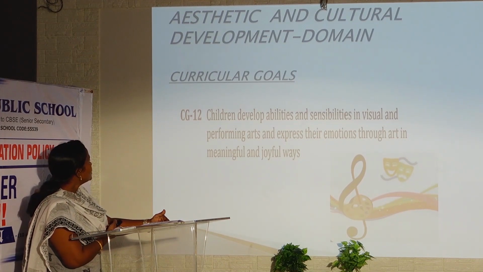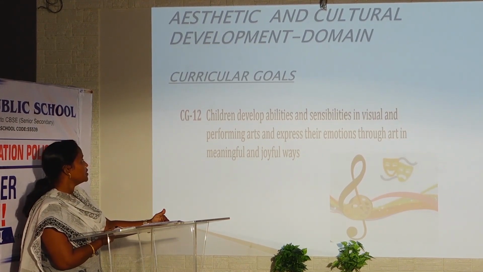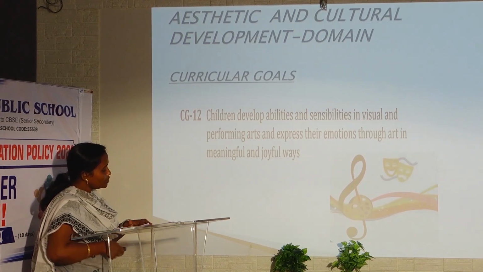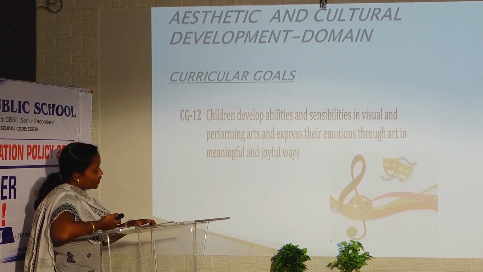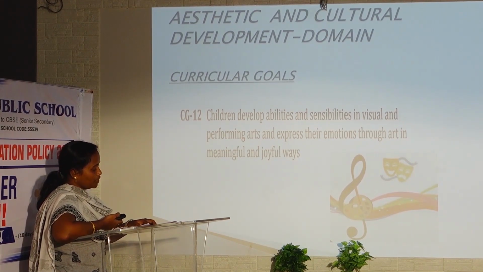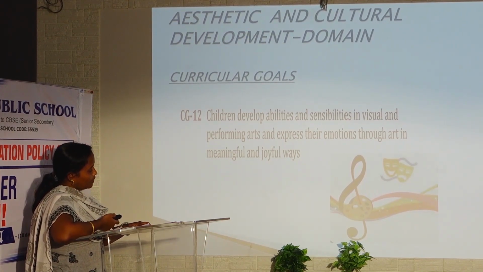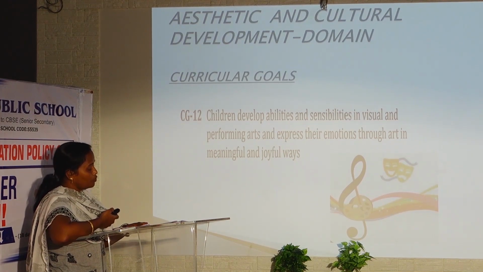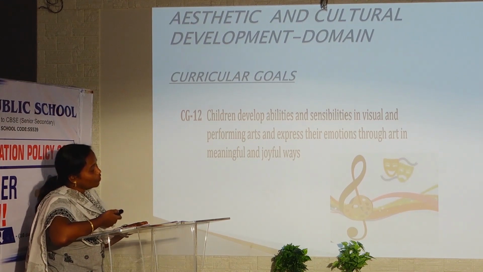Curricular goal 12: children develop abilities and sensibilities in visual and performing arts and express their emotions with art in a meaningful and joyful way. Children at this foundational stage learn through play, which includes a wide range of activities and stimulating experiences, and all these activities need to be organized so that the children remain engaged, emotionally and mentally motivated to learn the concepts they are going to learn.